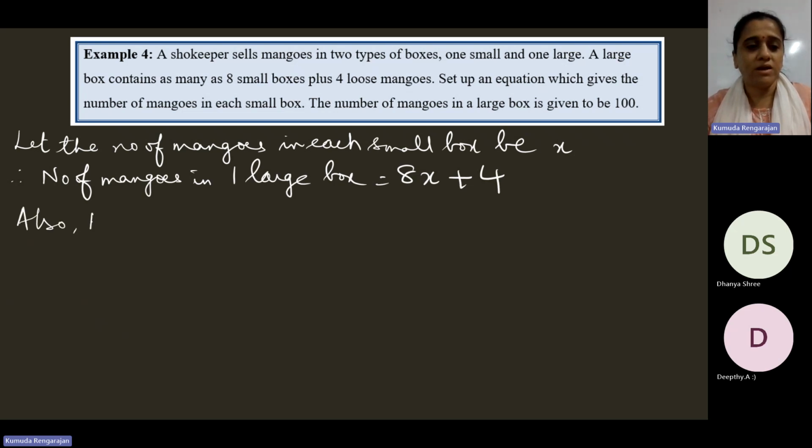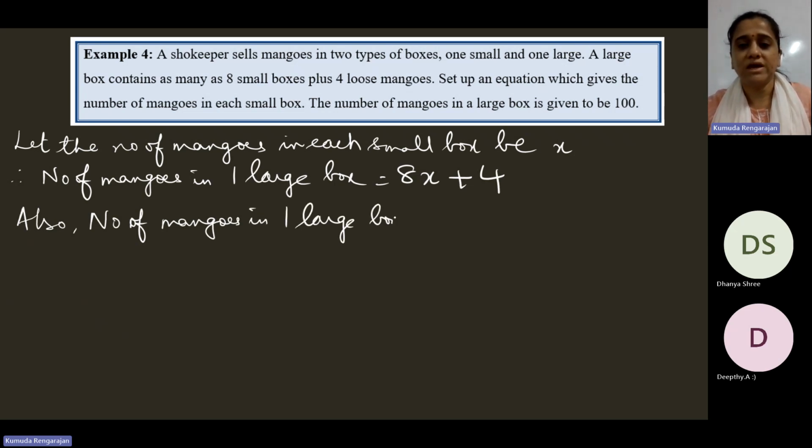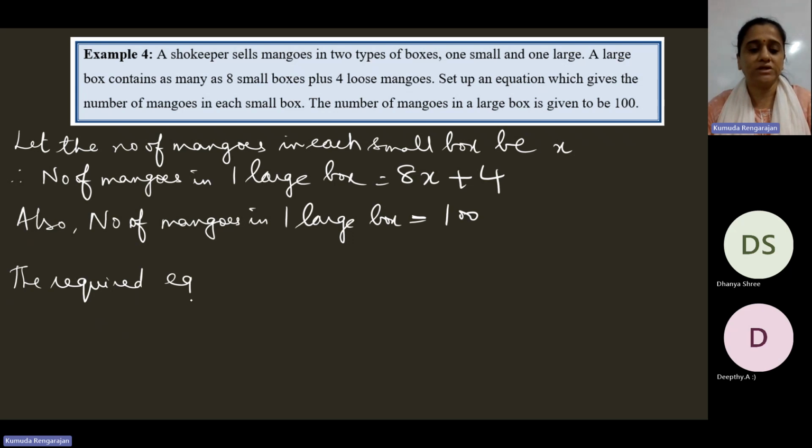Also, the number of mangoes in one large box is given to be 100. It's given there. So the required equation is 8x plus 4 is equal to 100.